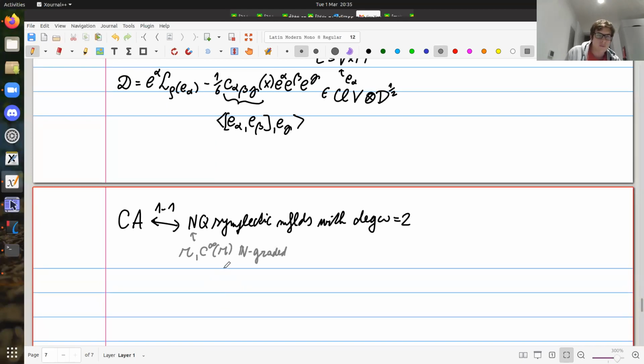Okay. So this Q means that there is a vector field. So there exists a vector field Q on this manifold. Again, more abstractly, it would be a derivation of this algebra of functions. It's a vector field which is of degree 1. So if it acts on a function, it increases the degree by 1, and it squares to 0. That's what this NQ means.